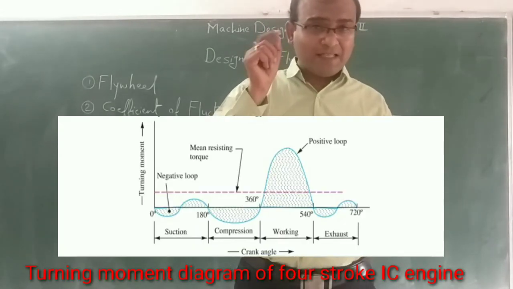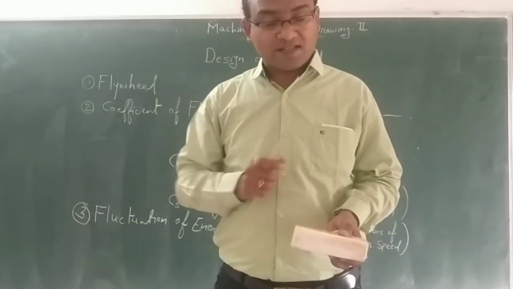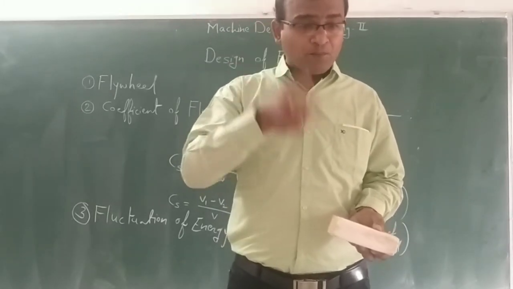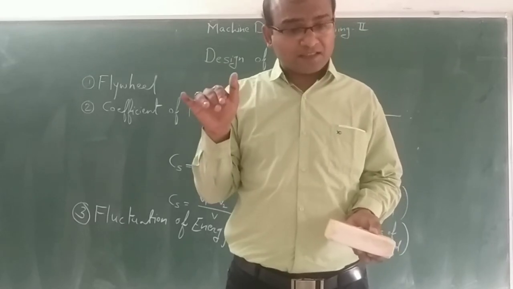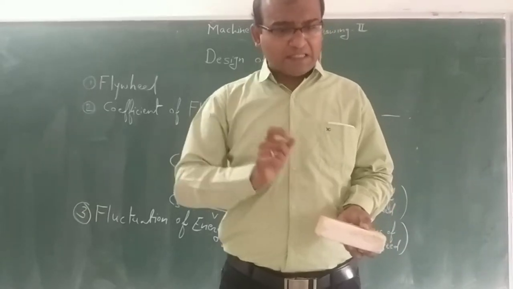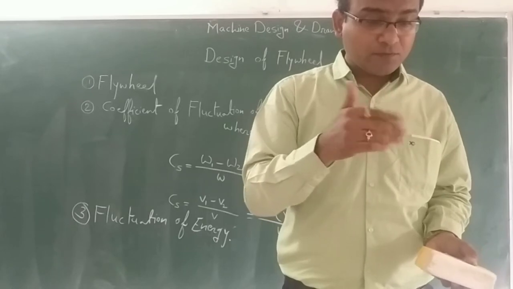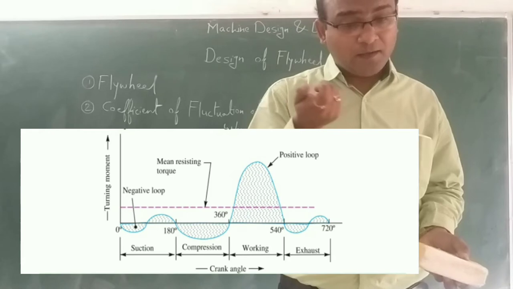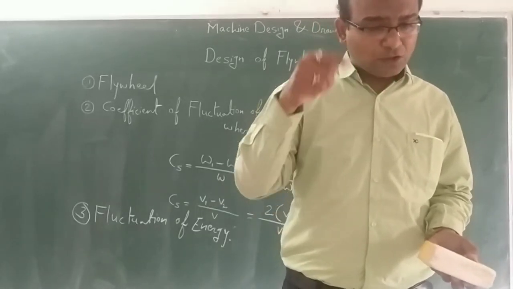You can see the figure. In the figure, the turning moment diagram of a 4-stroke IC engine is shown. On the vertical axis it's the turning moment, and on the horizontal axis, the x-axis, it's the crank angle. In the crank angle, they can start from negative loops. So the first sections are suction, compression, working and exhaust. You can see some loops also.